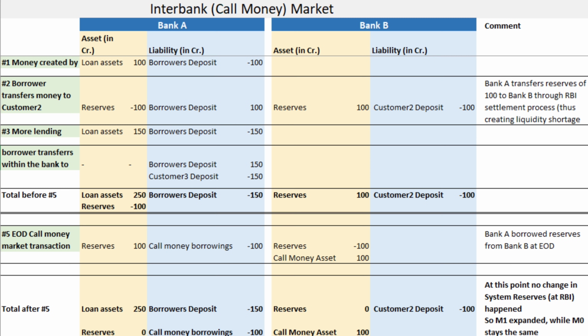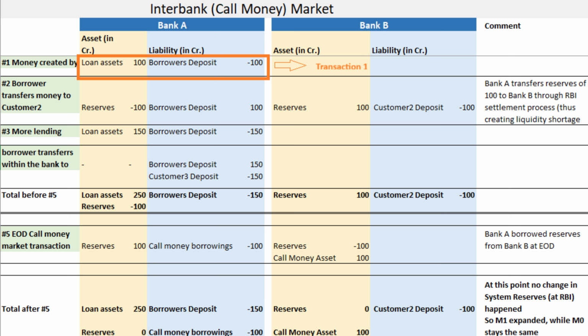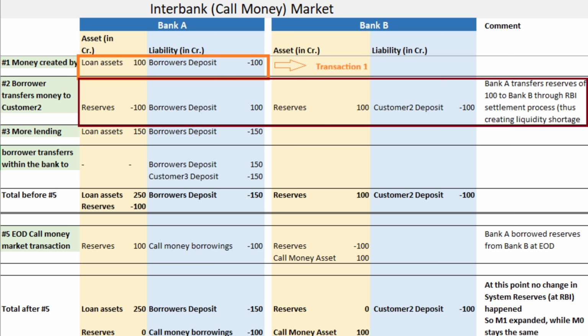Let's look at an example to understand this better. First, let's see how the call money market works with the help of a few transactions. Suppose Bank A lends 100 crore rupees to a corporate borrower. It essentially is creating a loan asset and a deposit liability of 100 crores. Then in transaction 2, the borrower transfers that money to a customer who has an account in Bank B. So Bank A transfers reserves of 100 crore rupees to Bank B through the RBI settlement process. This creates a liquidity shortage at Bank A and a liquidity surplus at Bank B.